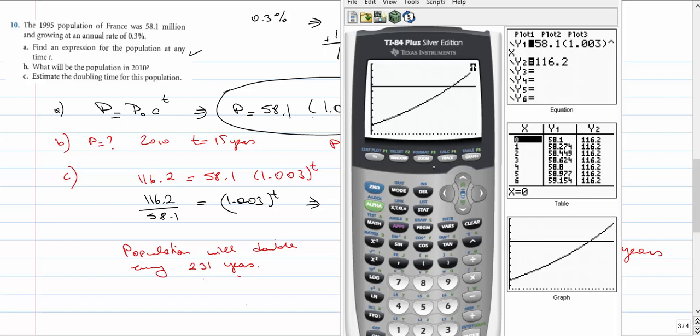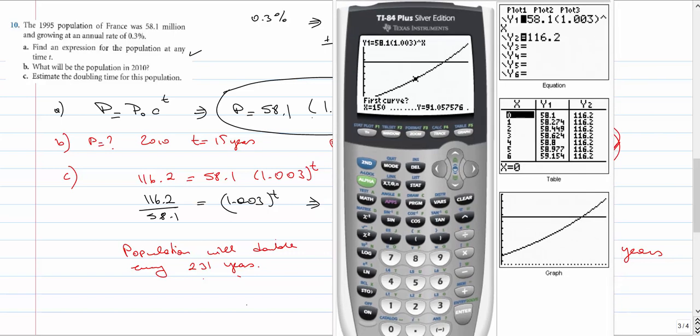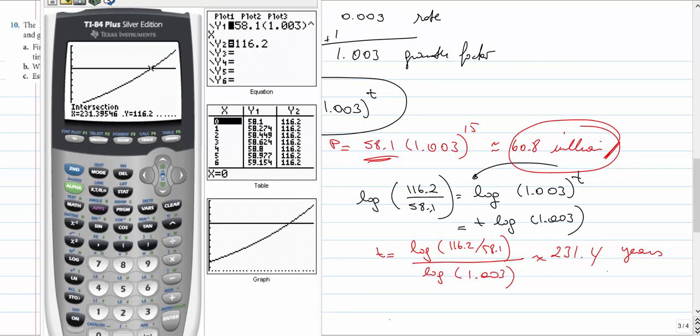And then now I want to find second calc intersection 5, enter, first curve, and then second curve, and then enter. 231 years, that's the answer we found here, approximately 231.4.